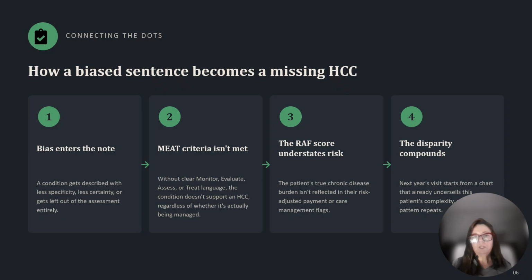So here's how it actually becomes a problem with your coding and ultimately revenue integrity. And we'll look at the steps. The first one is that the bias enters the note. A condition gets described with less certainty, less specificity, or it just doesn't make it into the assessment. And then secondly, criteria isn't met. Without clear language showing the condition was monitored, evaluated, assessed, or treated, that condition can't support an HCC, no matter how real it is clinically. We know this.